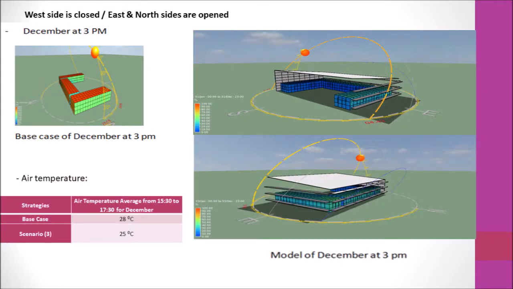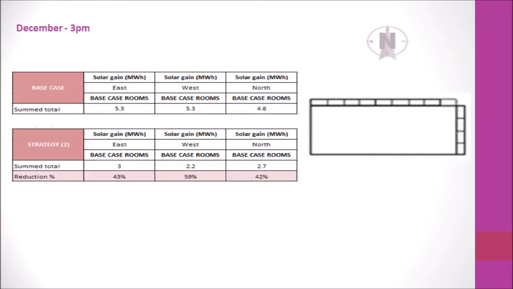At 3 p.m. in this scenario, we closed the west side and opened the east and north sides, which resulted in a 3 degree reduction in air temperature. We can notice that the reduction in air temperature in summer is less than other seasons because Sydney records high summer temperatures. The highest reduction was in the west room at 59%.